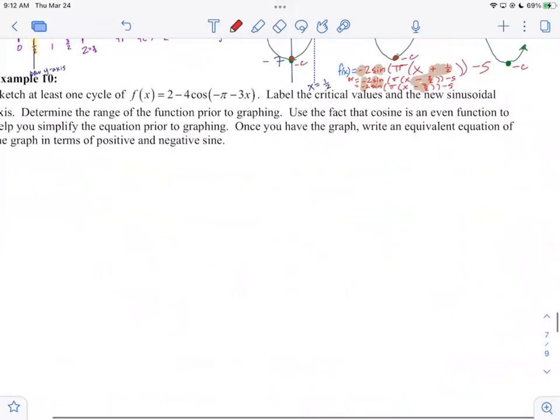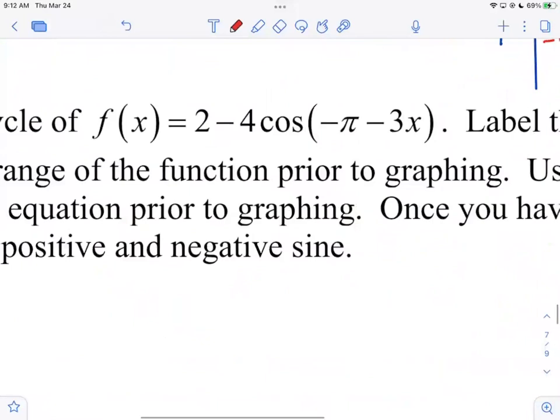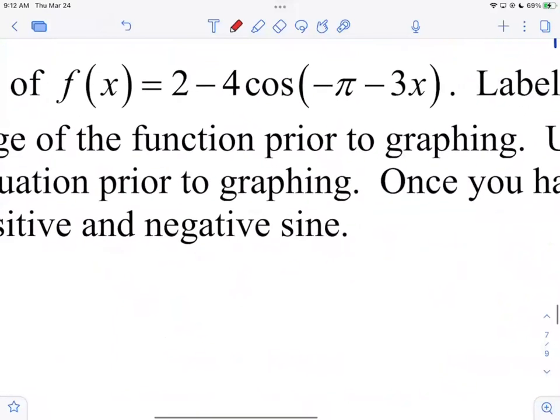So what happens if we have a cosine with a negative B value? Well, that's what this one is about. All right, let's go ahead and sketch at least one cycle of this. Step one is the same: put it in standard transformation form.